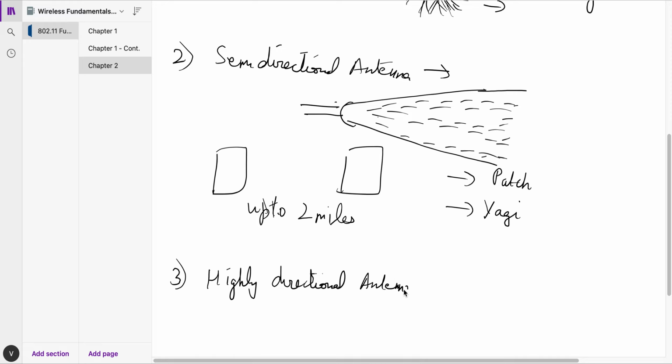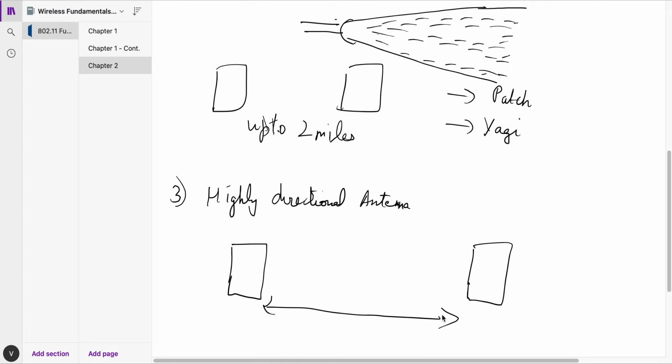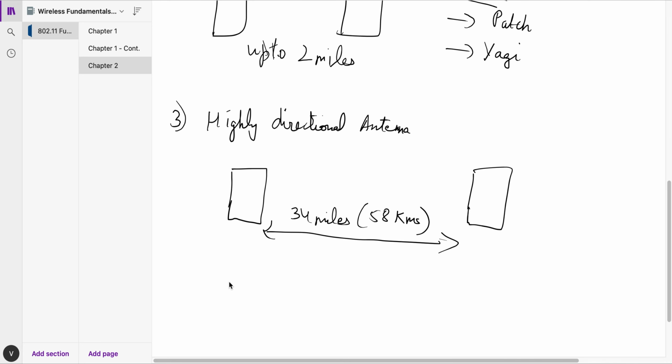Okay. Now this one is responsible for making sure communications happen up to a larger distance, which can go all the way up to approximately 34 miles or approximately 58 kilometers. That is why we use highly directional antennas. So think of it like a laser beam. Okay. You are focusing the energy in a specific direction.